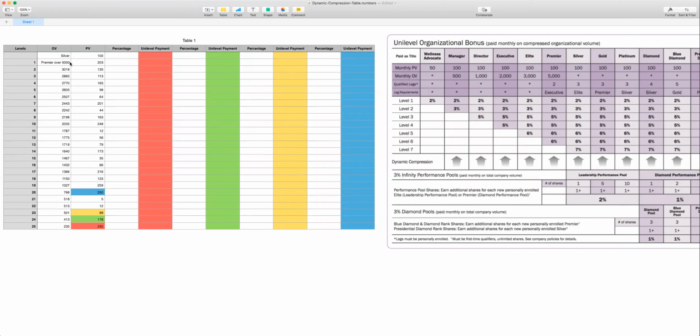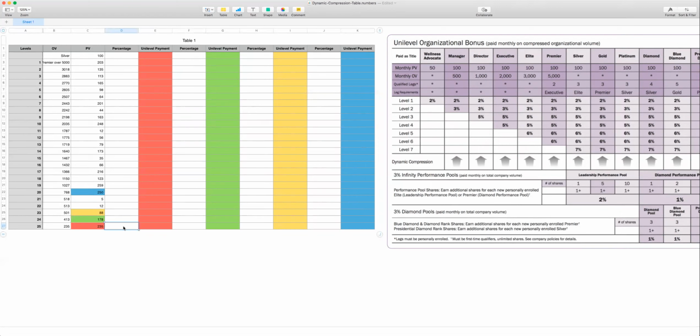All right, so what I've done here is I've created two separate columns. One is overall volume, paying upwards to this silver, and PV of these individuals on these levels, all right? So basically we're paying one big long leg that then obviously splits for this premier and obviously this silver, okay?